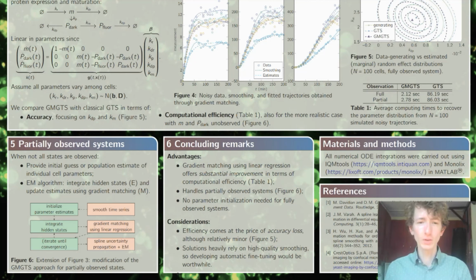So, to summarize, we can get a substantial computational gain through gradient matching using linear regression, while still handling partial observations. And also, no parameter initializations are required when all states are observed. Nevertheless, there is a small loss in accuracy to take into account, and not unimportantly, high quality smoothing is crucial for accurate solutions. We're currently looking into making this step interactive, so that visual assessment of the smoothing quality and tuning of the hyperparameters can be simultaneous.